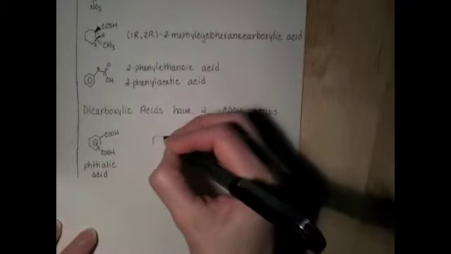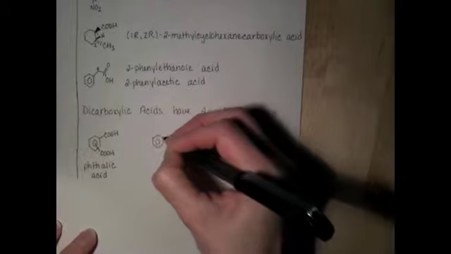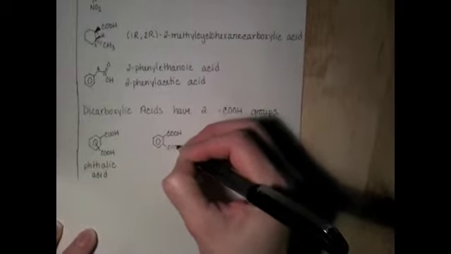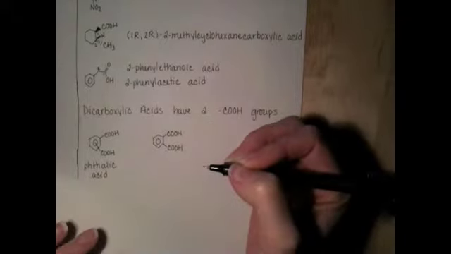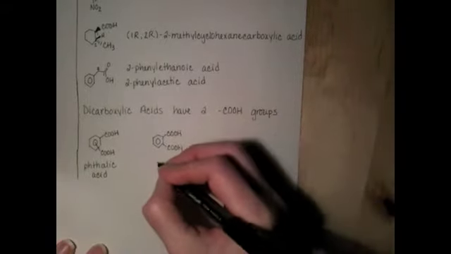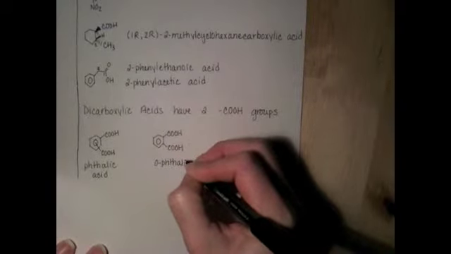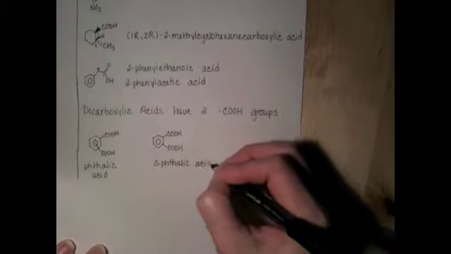If you have 2 carboxyl groups on a benzene ring, the molecule is called a phthalic acid. That's its common name. And you would just indicate the position of the 2 carboxyl groups using the ortho-meta-para notation, or 1, 2, 1, 3, or 1, 4. So this molecule here would be called an orthophthalic acid. Or you could call it a 1, 2 phthalic acid if you wanted.